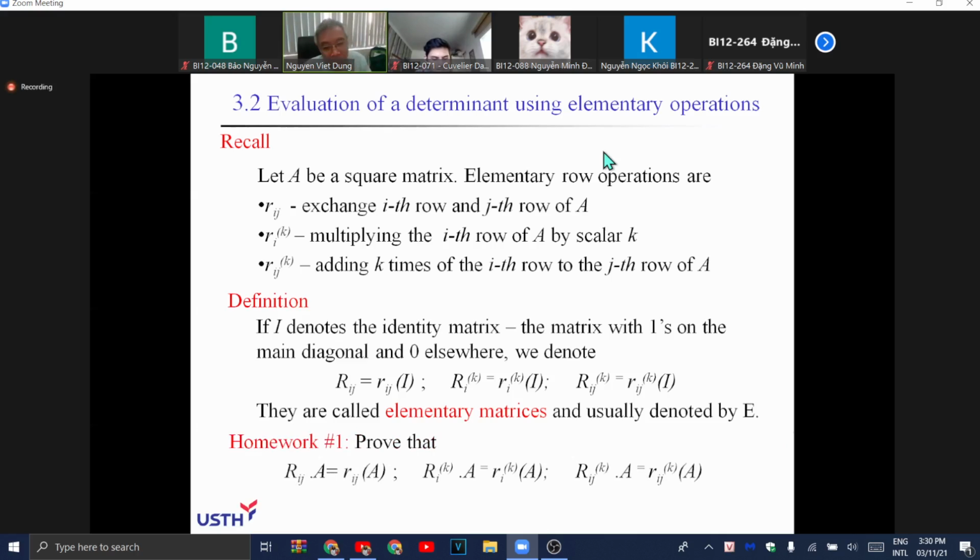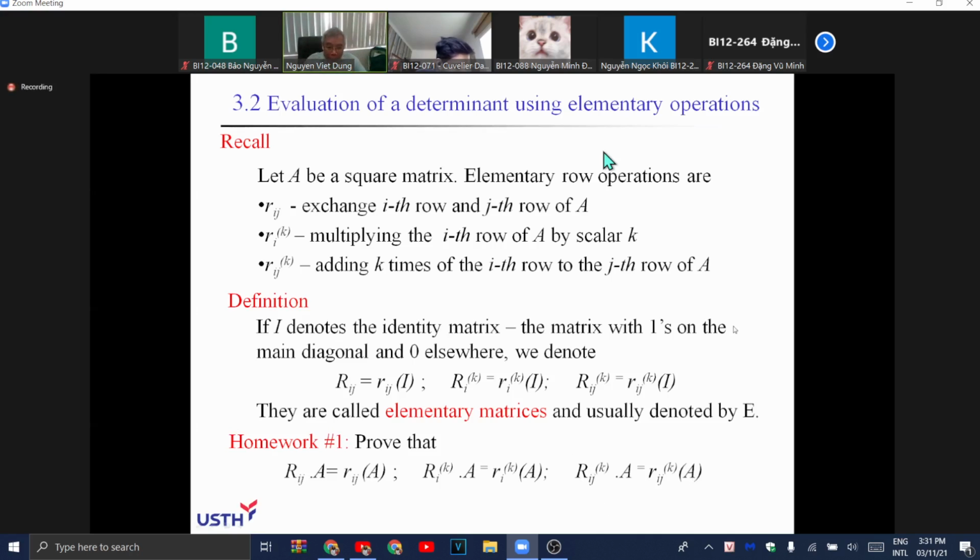Now your homework number 1. Please verify that if you take the first elementary matrix and multiply by A, it equals applying the first operation here on the matrix A. Then if you multiply the second elementary matrix by the matrix A, it equals applying the second kind of operation here on the matrix A. And the last one, if you multiply the third kind of elementary matrix by the matrix A, it equals applying the third operation here on the matrix A.